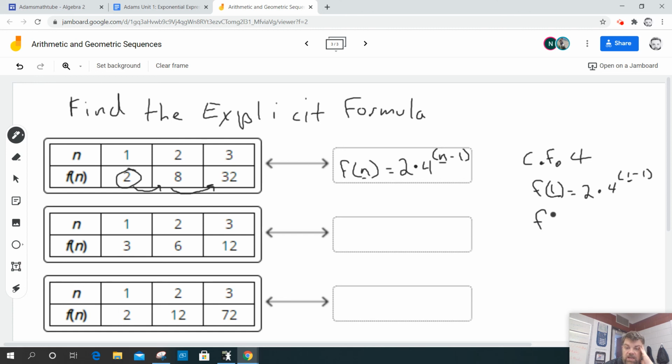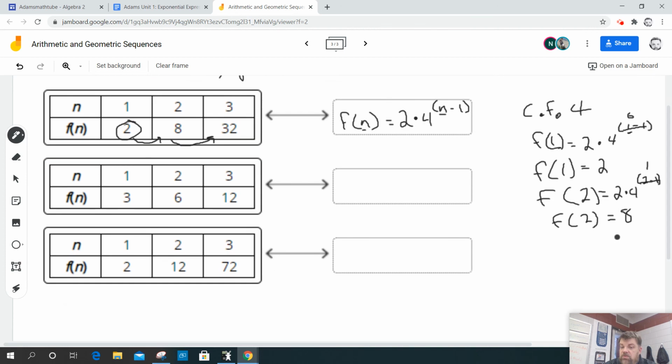Well, then when n equals 1, this becomes 4 raised to the 0. 4 to the 0 is 1. 1 times 2 is 2. Well, that's true. But now I'm going to say f of 2. So then that's going to equal 2 times 4 raised to the 2 minus 1. 2 minus 1 is just 1. 4 raised to the first power is 4. 4 times 2 is 8.